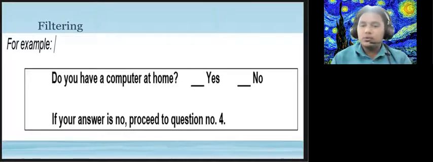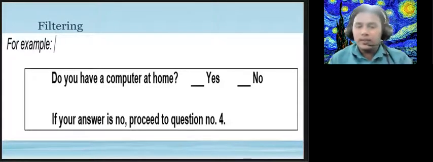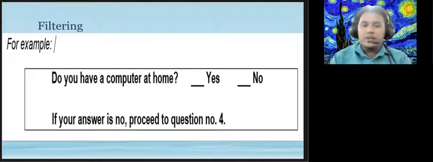So filtering is used to guide the respondents to answer only the relevant questions. However, you should avoid using too much filtering as this may confuse the respondents and make the questionnaire complicated. So for example, do you have a computer at home? Yes or no? Let's say for example you have answered no. If your answer is no, proceed to question number 4. So that is filtering. But too much filtering, that would not be a good survey. Pag napakadami ng filtering na ganyan.